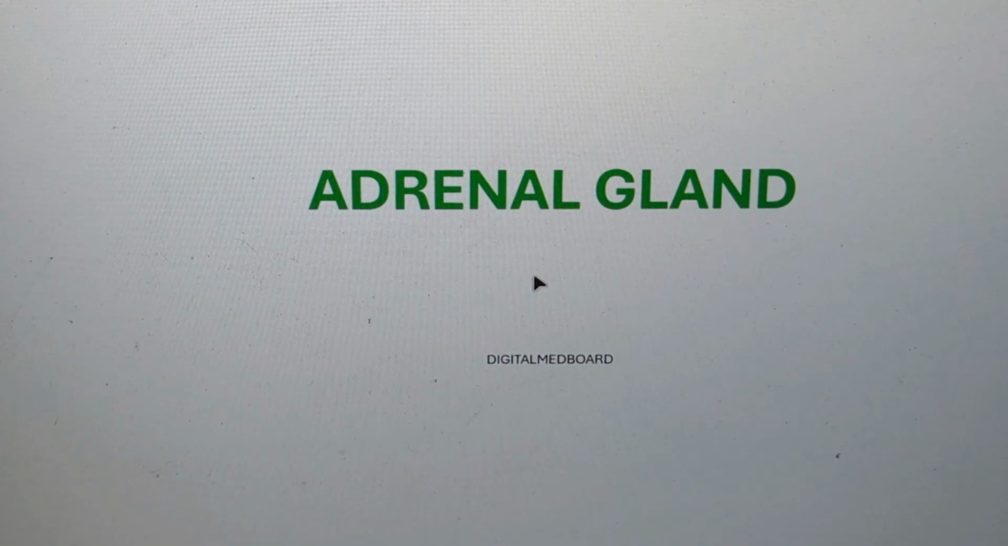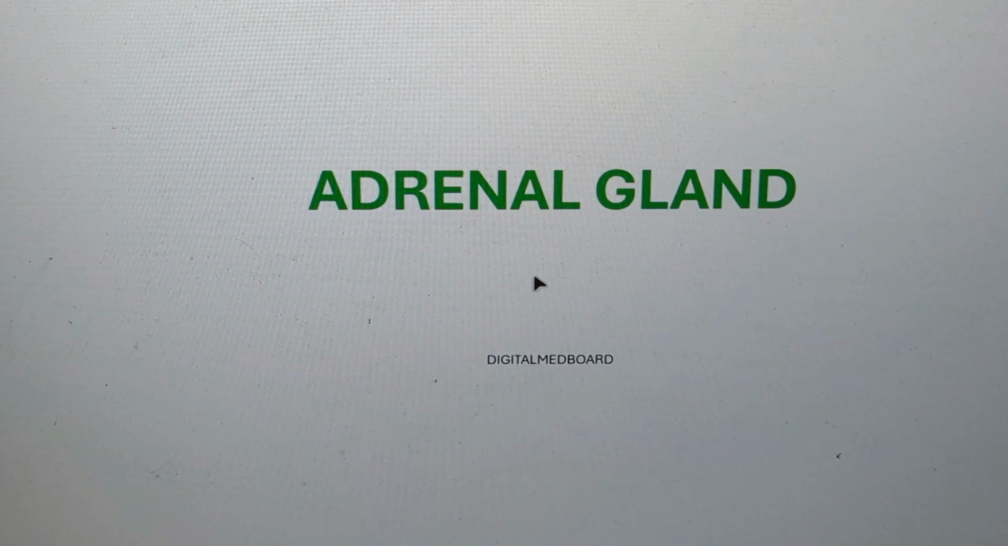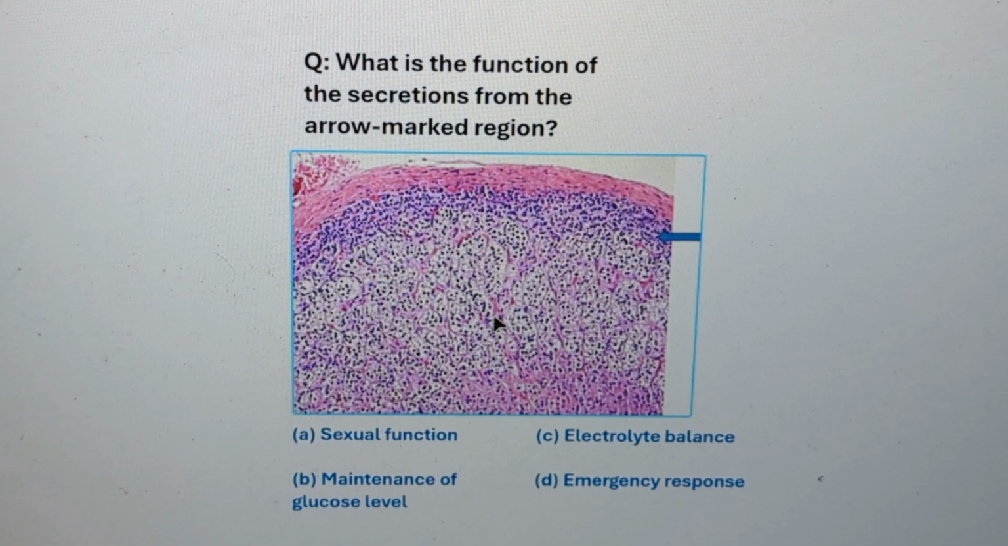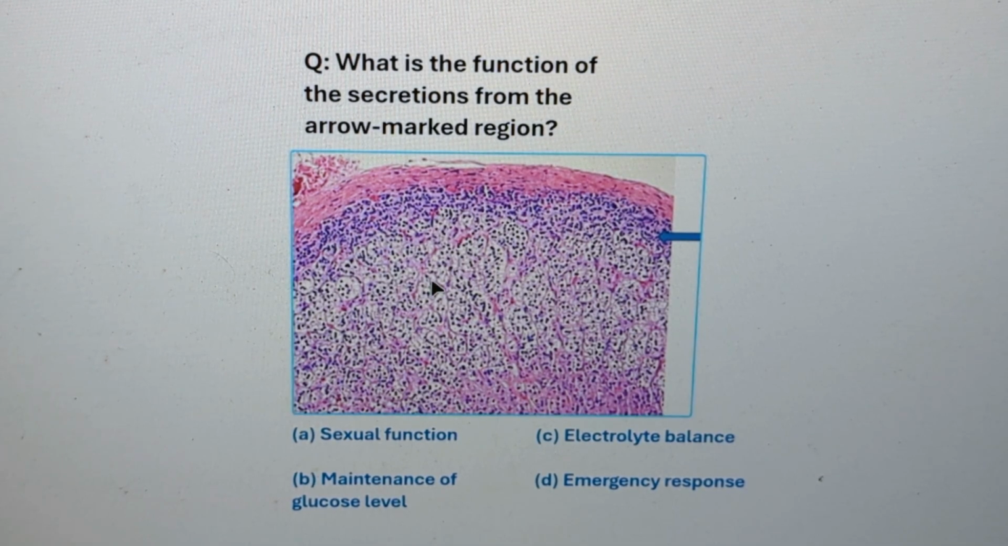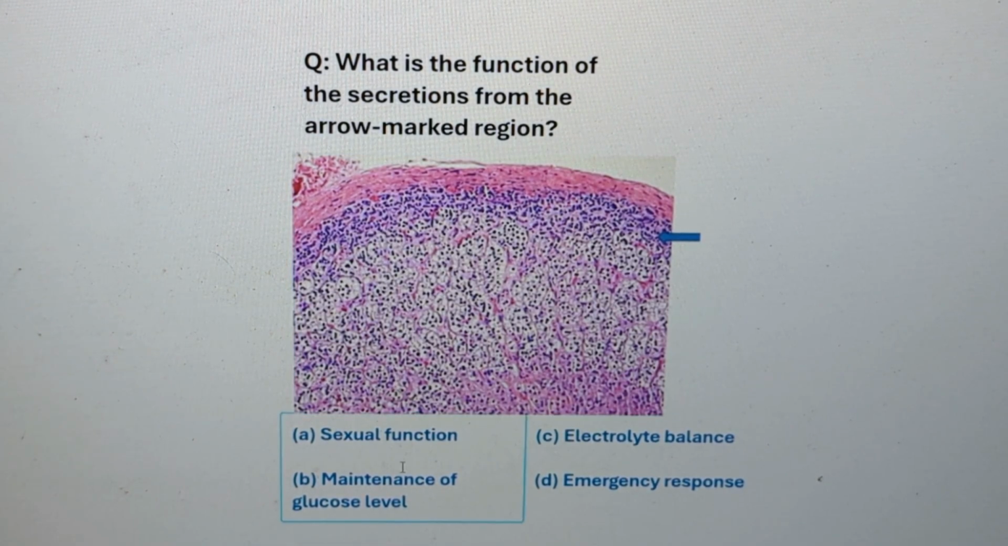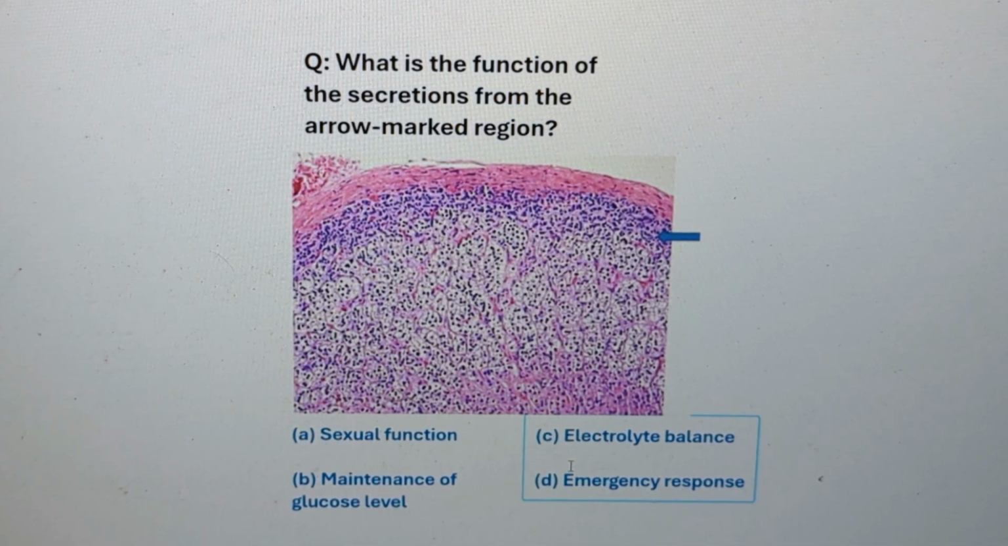Now we are going to learn about the histology of adrenal gland functions from human anatomy. This question is asking about the function of the secretions from the arrow-marked region. When faced with this type of slides, understanding the slide may seem challenging. Instead, focus on the options provided. The options given are pointing the functions associated with the adrenal gland.